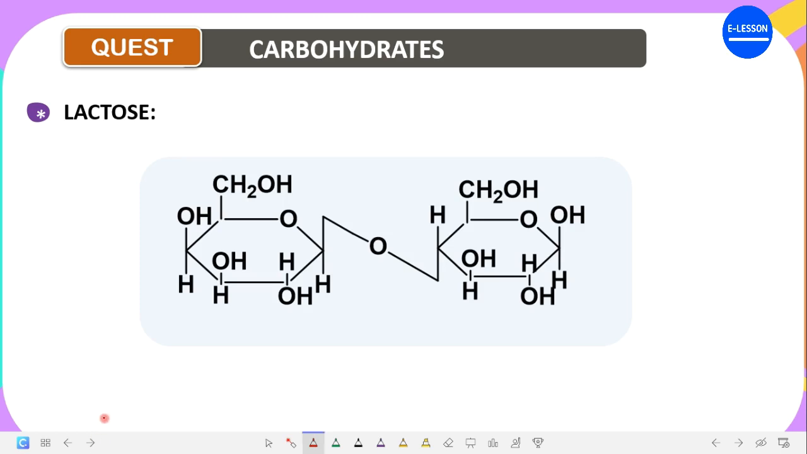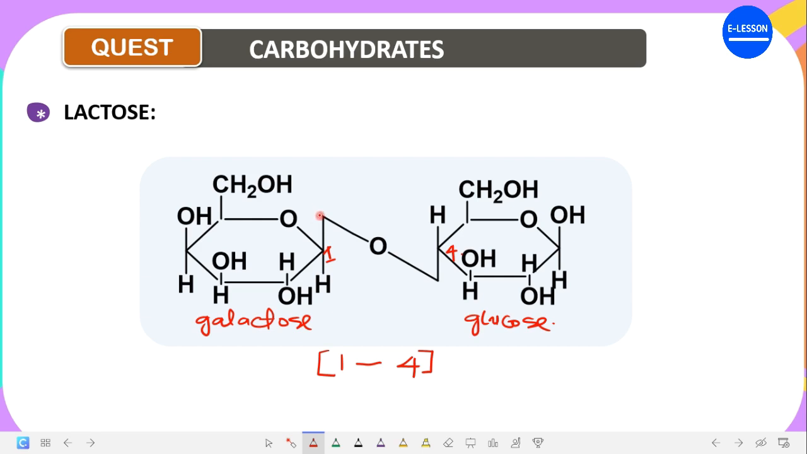Now let's look at lactose. Lactose is between galactose and, of course, glucose. Joined together by what kind of bond? Now, you agree with me that this is position number 1, and this is position number what? 4. So the bond is a 1,4 glycosidic bond, right? But what kind of 1,4 glycosidic bond?